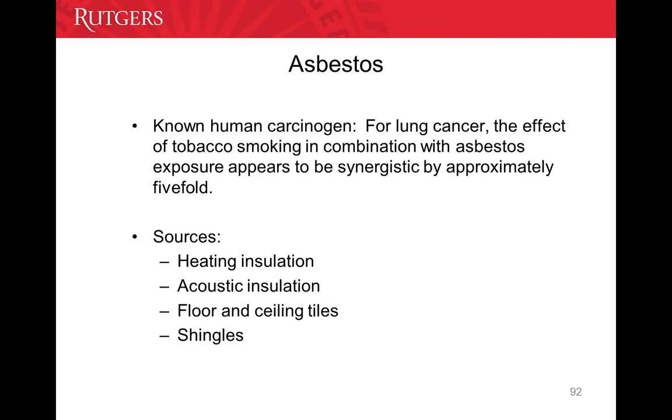Asbestos is a known human carcinogen. There are lots of compounds where we think they might be a probable or possible or suspected carcinogen. We know for a fact that asbestos is a known human carcinogen for lung cancer, and it is a very serious one. It was used in heating insulation and acoustic insulation. It was used for floor and ceiling tiles and for shingles.